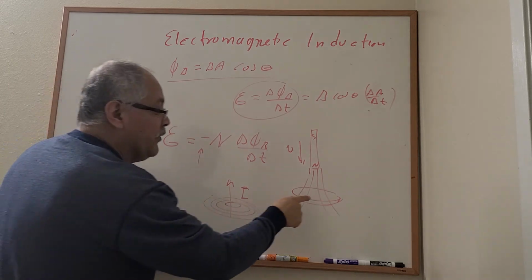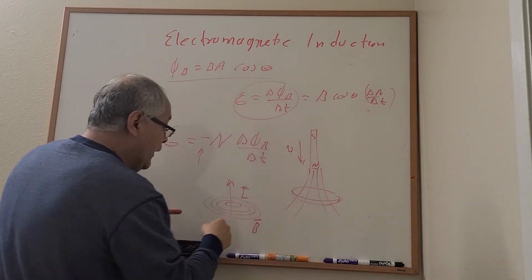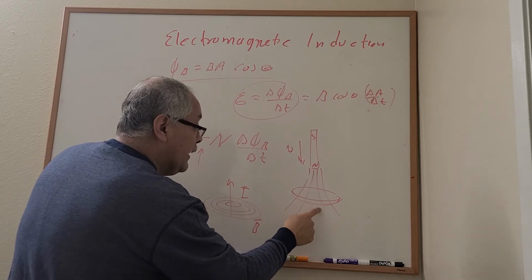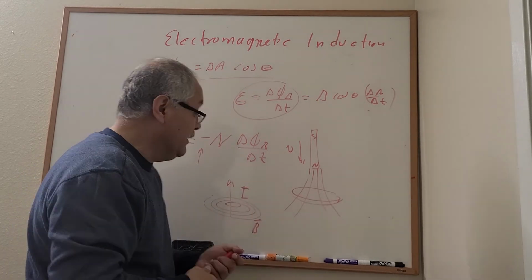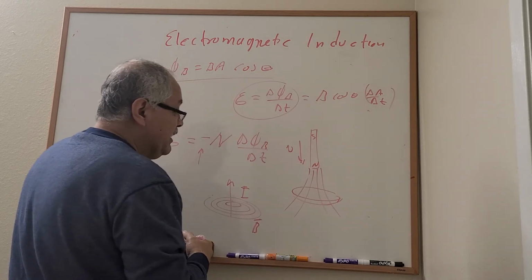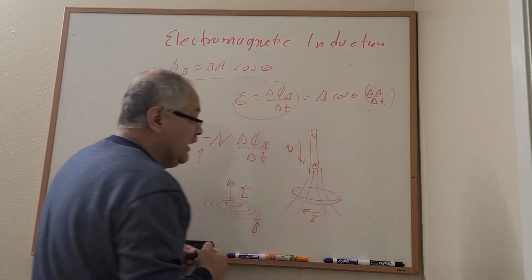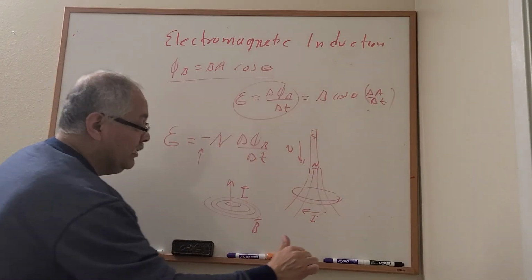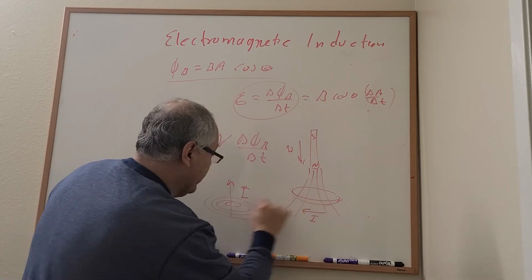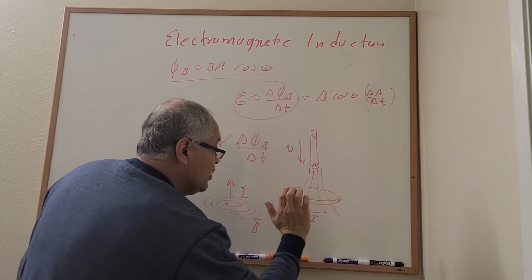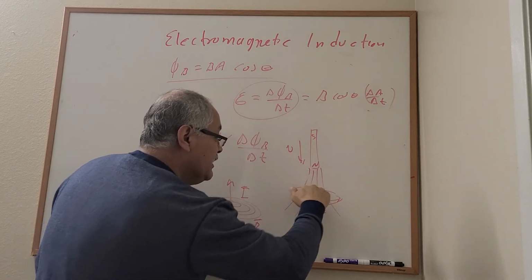The same thing happens right here. We have a changing magnetic field. Remember, a changing magnetic field produces a current. Imagine that the current goes in this direction. We have current inside this conductor, this wire, in this direction. So according to the right-hand rule, we have a magnetic field going this way.